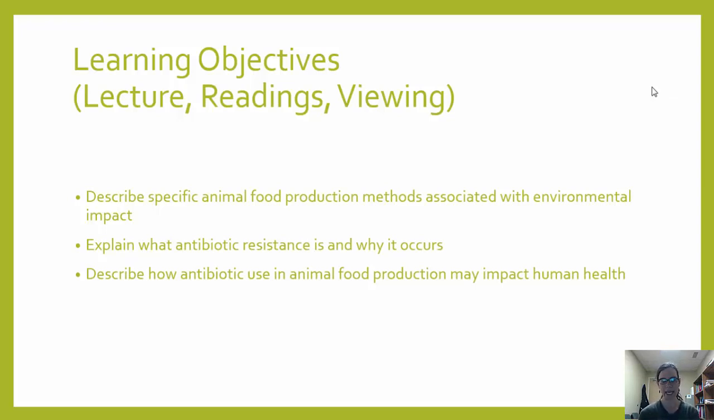And this really came from the request, I think, of many of you that expressed interest in understanding how different methods of raising livestock could impact the environment and human health. So we'll talk about that. And then the other learning objective is to explain what antibiotic resistance is and why it occurs, and then also describe how antibiotic use in animal food production may impact human health.